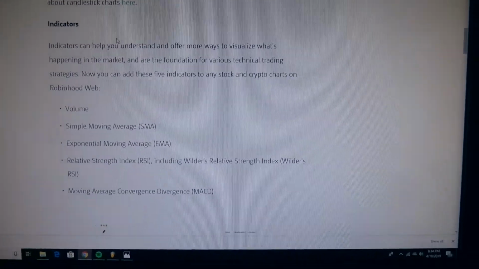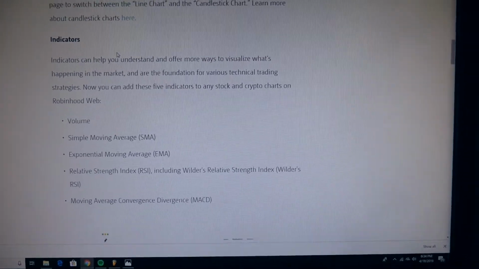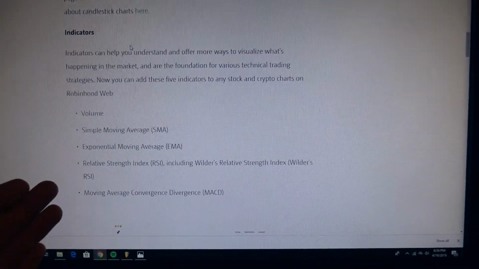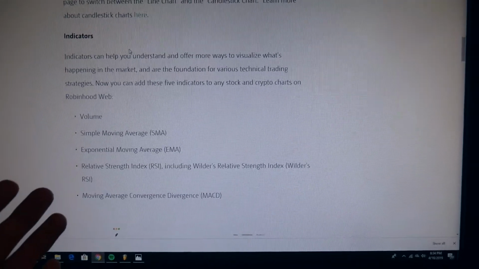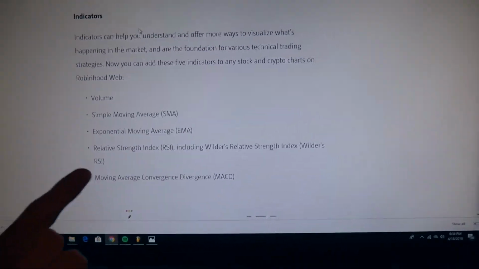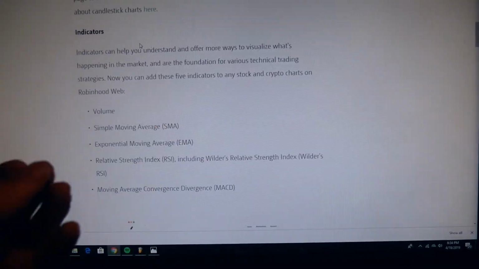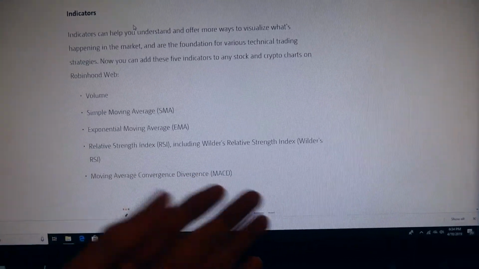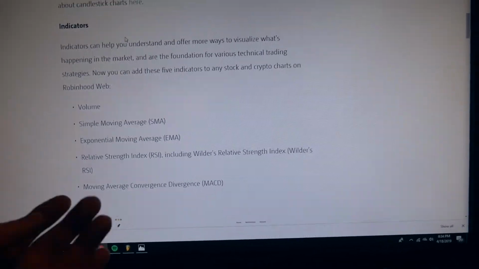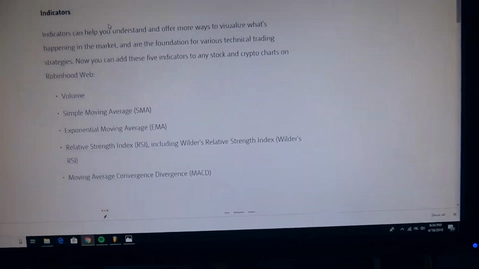Guys, they just introduced that they're going to be offering indicators such as the volume, the simple moving average, the SMA, the exponential moving average, which is the EMA, relative strength index, RSI, including another version of the RSI, which is the Wilder's Relative Strength Index, and then also the moving average convergence divergence, which is the MACD.